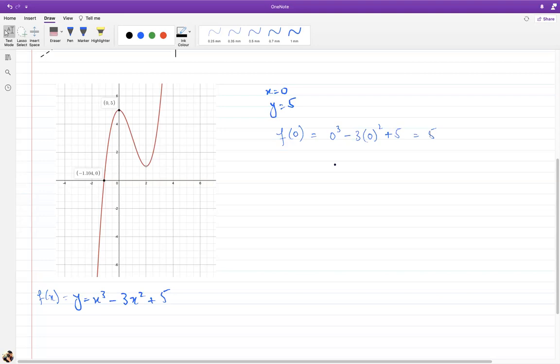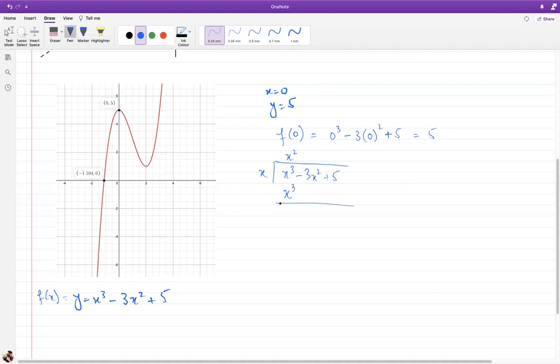Now, that is one way of doing that. I can say that, okay, when x is 0, y is 5. Another way to look at this would be that I divide x cubed minus 3x squared plus 5 by x. Obviously, that would mean that I multiply x squared here, and that way I'm able to get x cubed.